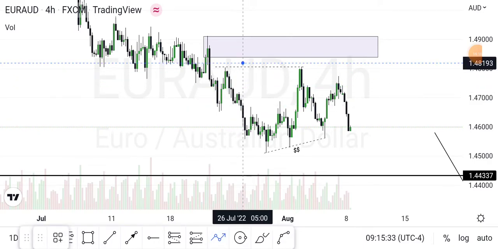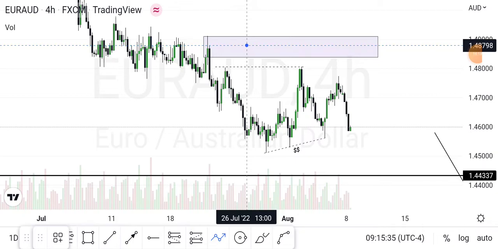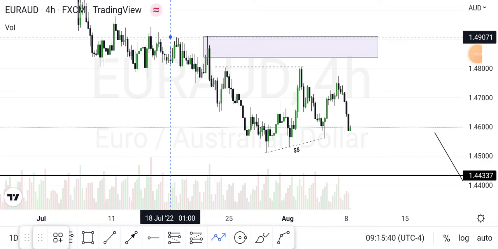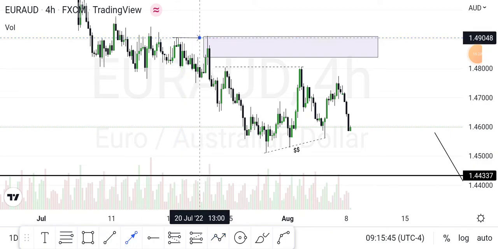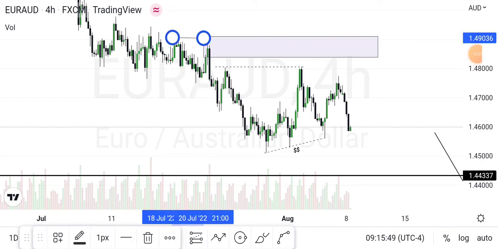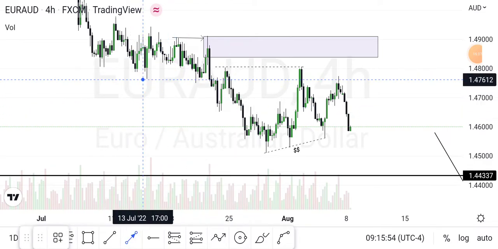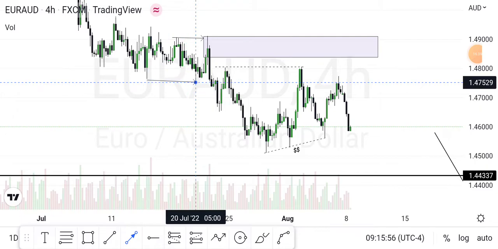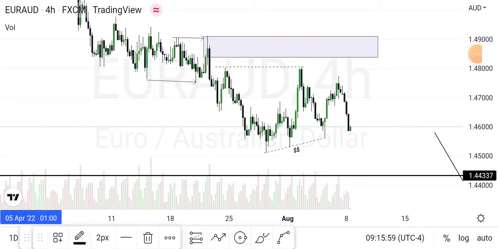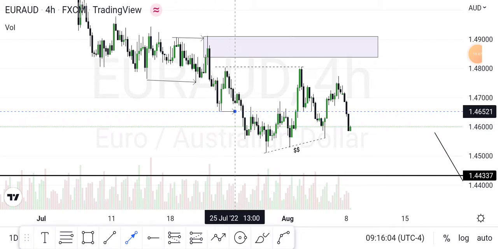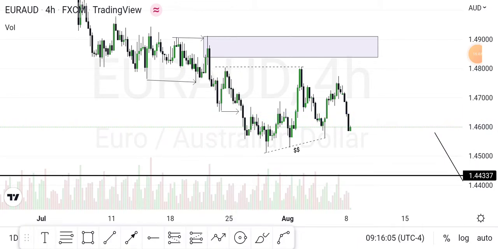Why? Because we have an unmitigated order block, and we have this nice stop hunt here. We have this order block, grab liquidity, and we have a nice break of structure here. We also have this nice break of structure here. So now this trade is also valid.